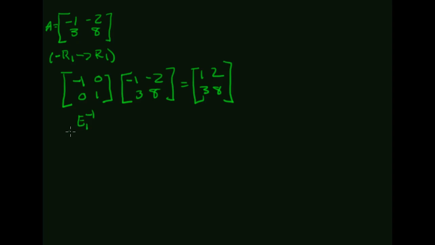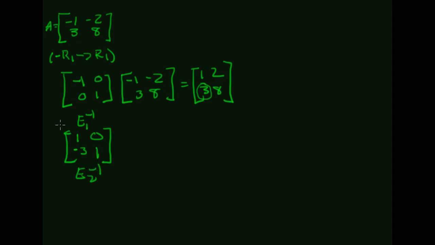Okay, so now I've got to get rid of this 3. So I'm leaving the first row alone, and then I'm going to multiply the top row by -3 and add that to the second row. So we're going to call this one E2 inverse.